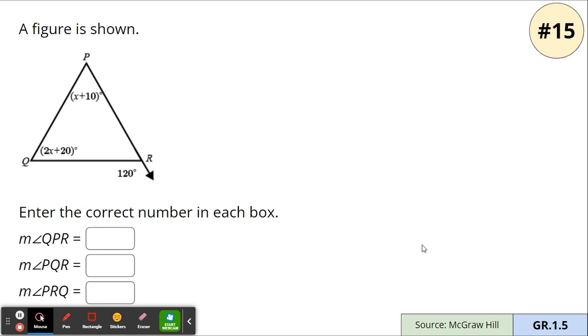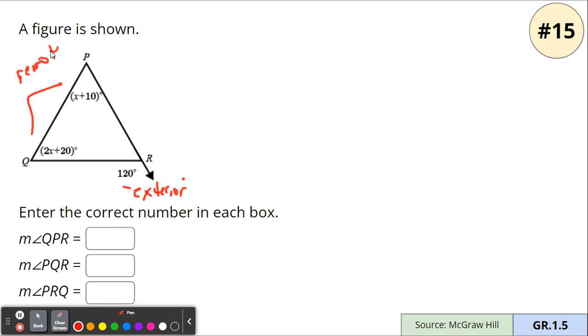So a figure is shown, find the correct number in each box. So we're going to find the measure of these three angles. As you can see here, this one is our exterior angle. And these two are our remote interior angles. The exterior angle theorem says that the sum of our two remote interior angles, 2x plus 20 plus x plus 10, is equal to our exterior angle. That is our working equation.